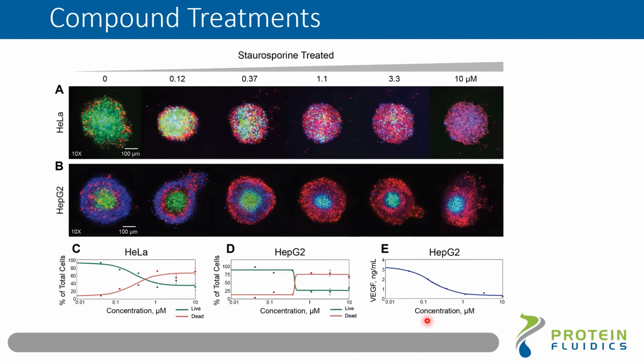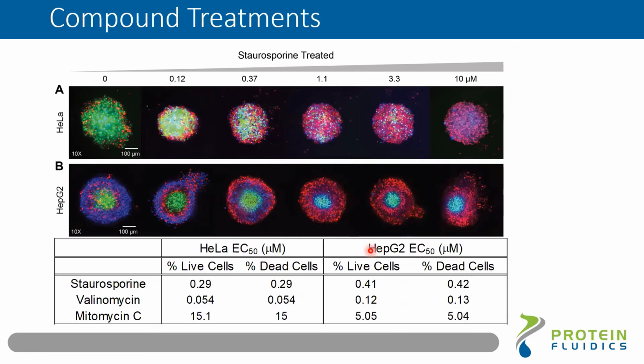In addition to the image analysis, as I mentioned, you can pull out the supernatants. In this case, we looked for VEGF in the conditioned media from these different spheroids. We actually didn't see any VEGF in the HeLa spheroids, but in HepG2, we saw a nice decrease in VEGF expression, VEGF secretion, as staurosporine increased. From these, you can then measure the EC50 values for the different compounds, as I mentioned.